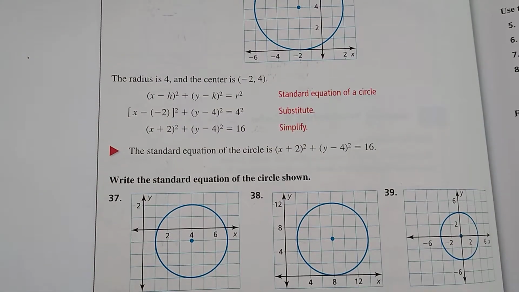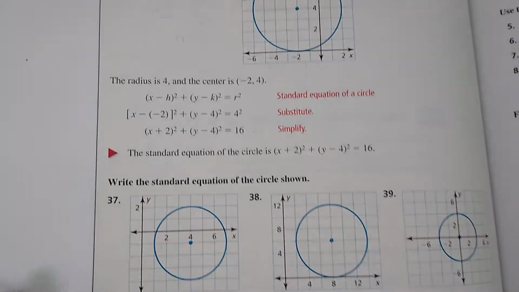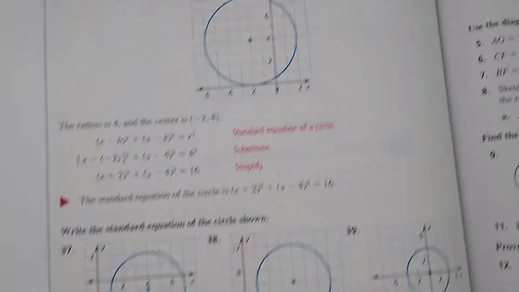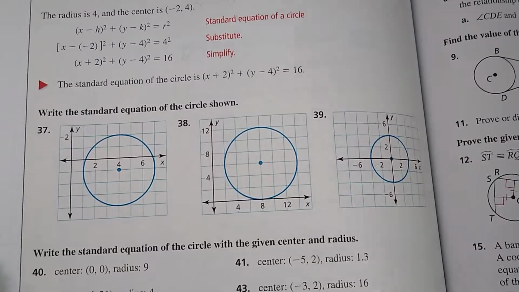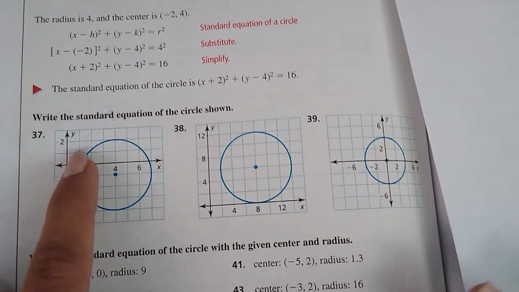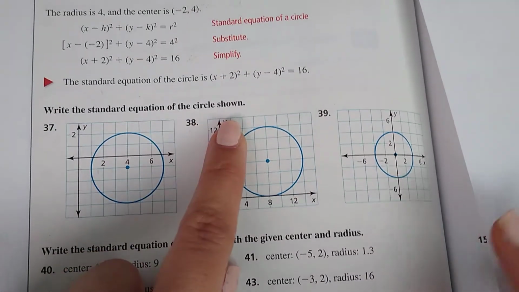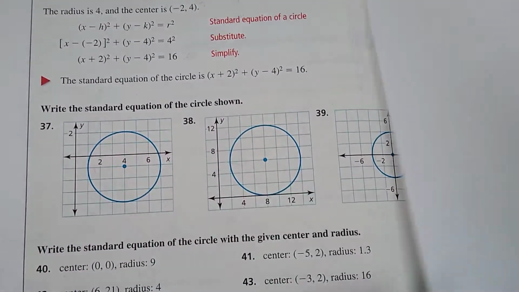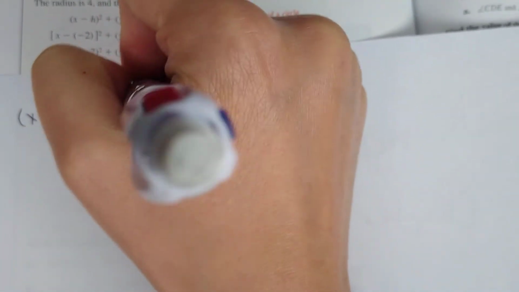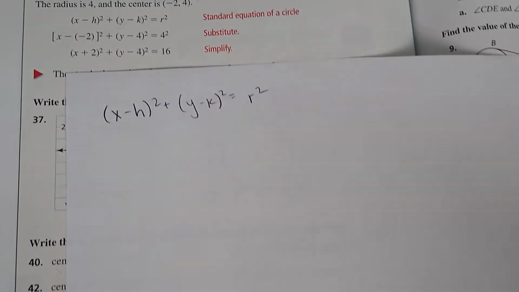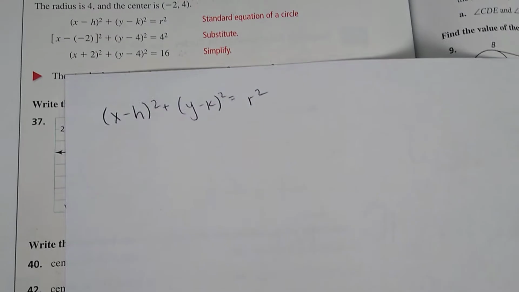Okay, so now we are moving on to our very last section, which is 10.7 circles in the coordinate plane. And so we're going to go ahead and move on straight to problem 37. So it says write the standard equation of the circle shown. So remember that the standard form of a circle is x minus h squared plus y minus k squared equals r squared. And then h and k are the center.